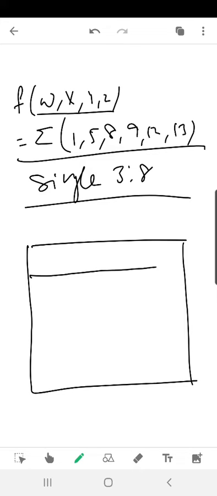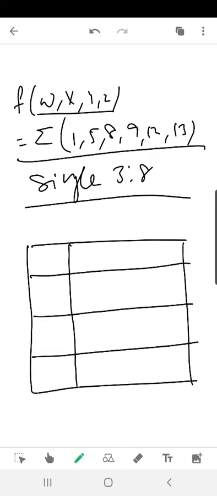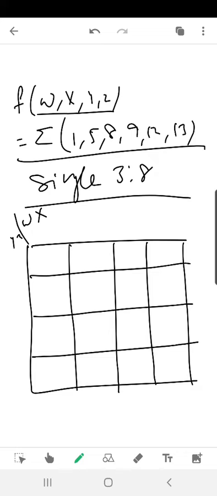There will be 4 rows and there will be 4 columns. So this is our K-map. If I talk about naming, if I consider this is wx, then this will be yz, and we know that the naming becomes 00, 01, 11, 10, and 00, 01, 11, 10.